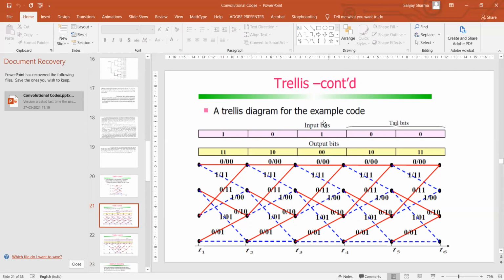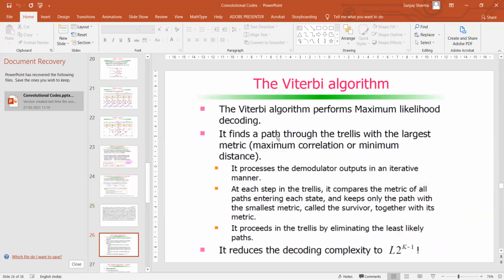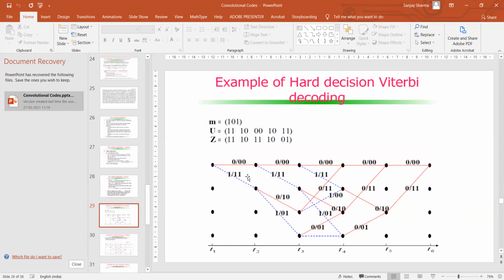When 101 are the input bits, these are the branch words that we will get, and 00 are the tail bits to flush out the data from the shift register to make the contents of the shift register 00. That means the shift register will come into the 00 state. All right, now let me come to the decoding part. As I said, I will come back to the explanation of the Viterbi algorithm, but let me start from this example.